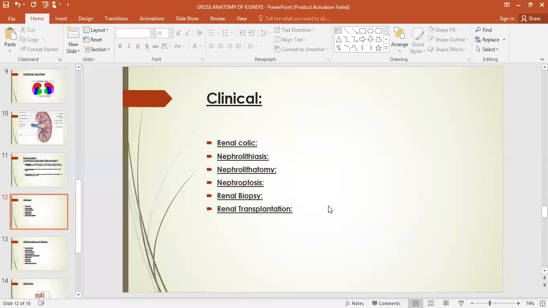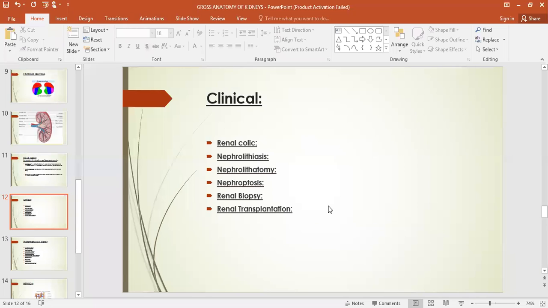Then is the renal biopsy. Percutaneous renal biopsy can be taken 2.5 centimeters below the 12th rib and 2.5 centimeters lateral to the midline. We will mark this area by imaging, by radiology, and we will take the biopsy percutaneously. Then renal transplantation. You must have learned about renal transplantation.